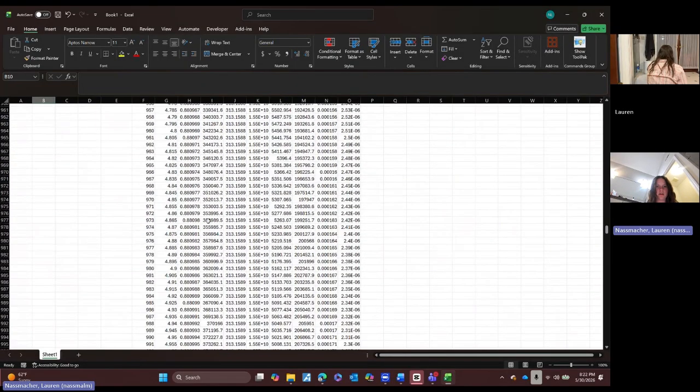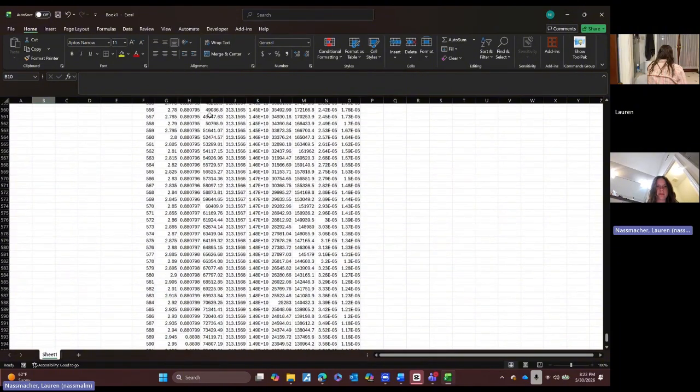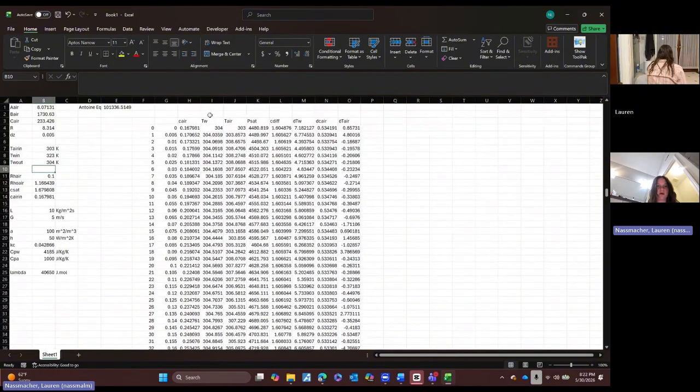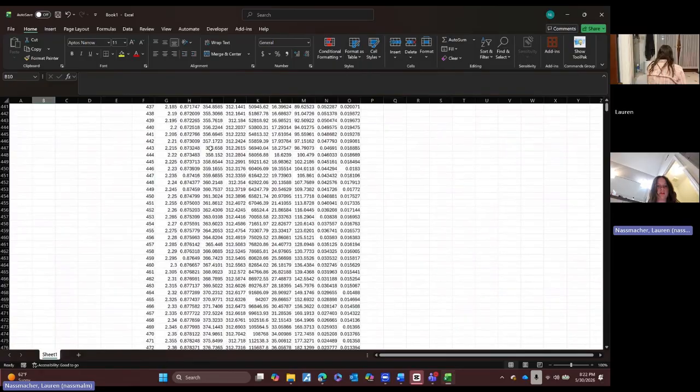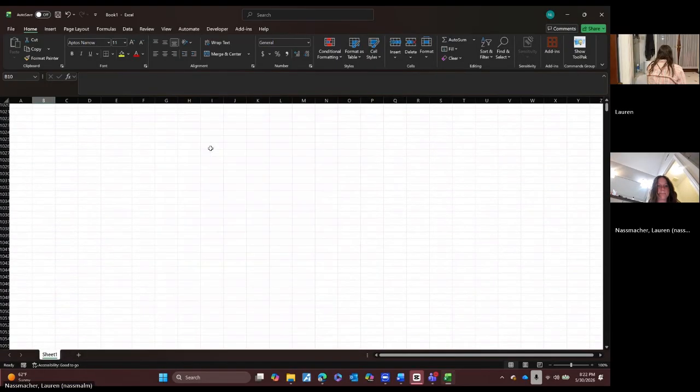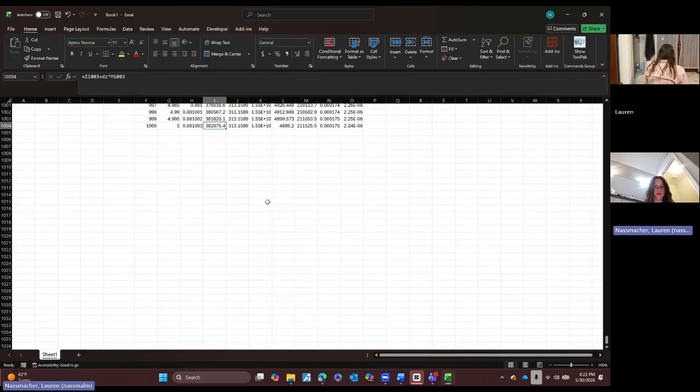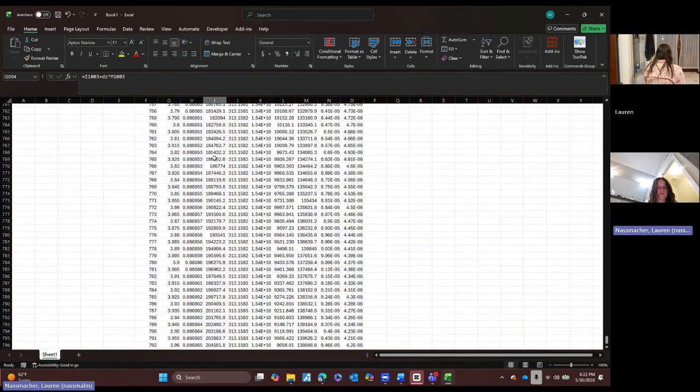So we're going to take the last temperature value for our water, and we're going to try to see. So this value, this is I 1004.